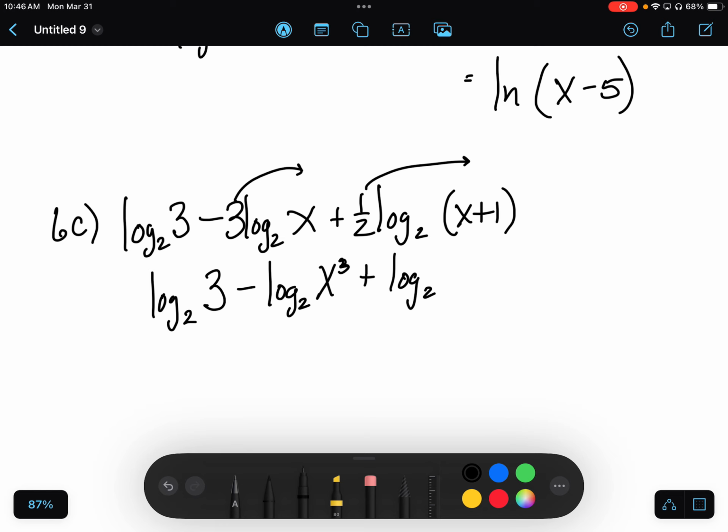Do you want me to write square root of it or to the half power? Half power? Okay. Does it matter? No. They're both equivalent, and I will accept both.